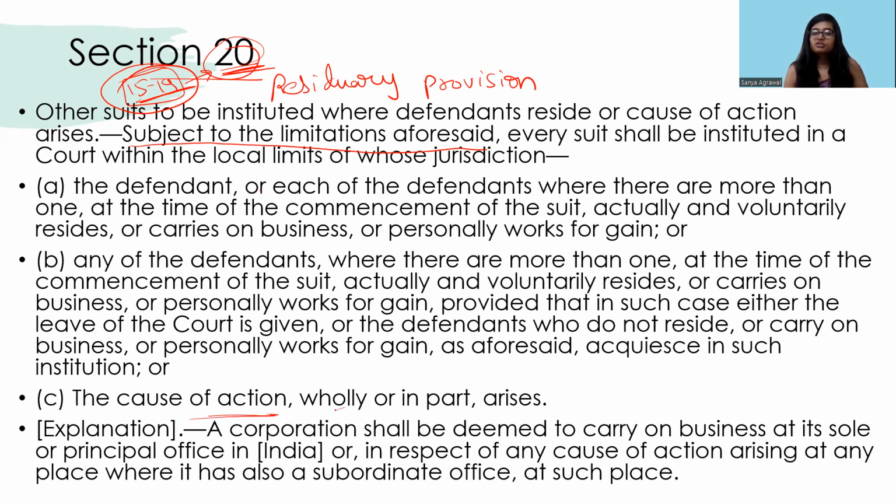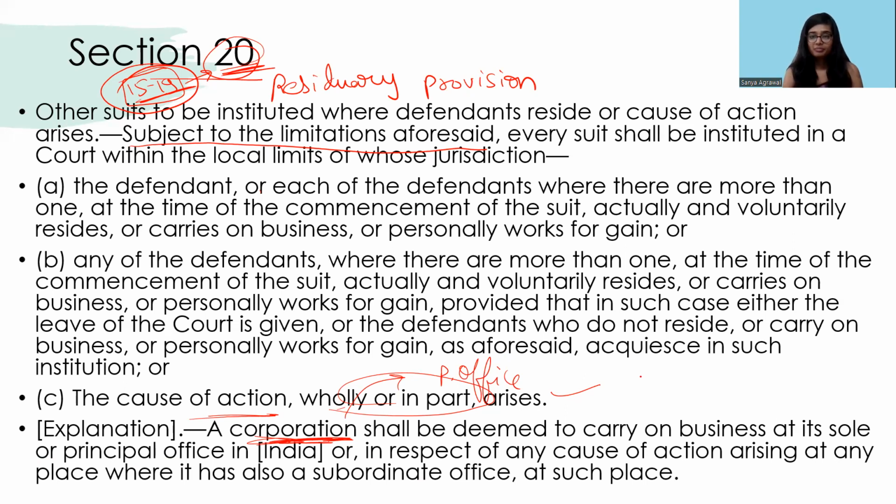It says that wherever the cause of action arises, that particular place will also have the jurisdiction. The explanation says that the place of business of a corporation will be that place where it has a principal office. But if it has more than one office and the cause of action arose in any subordinate office, then the place where the subordinate office is situated will also have jurisdiction.